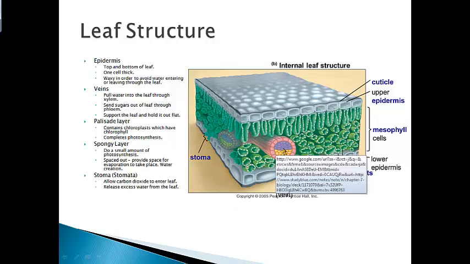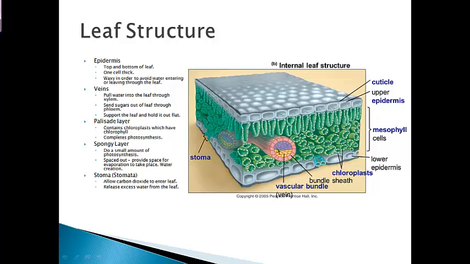Then right here you have veins that come into the leaf. These veins are where the water is pulled into the leaf from the xylem, and it's also where the sugars go out into the phloem of the stem. So the water is pulled into the leaf from the stem, from the xylem, and the sugars go out into the phloem in the stem. These veins also help support the leaf and help make the leaf very flat.